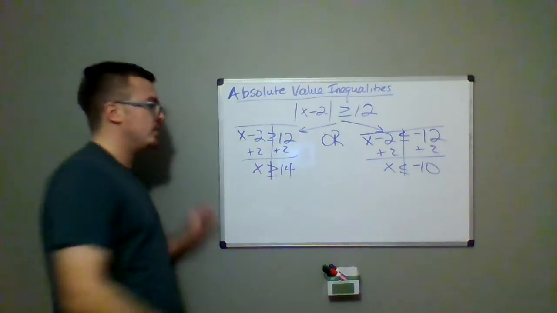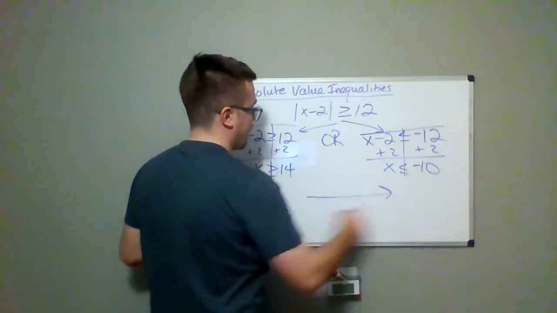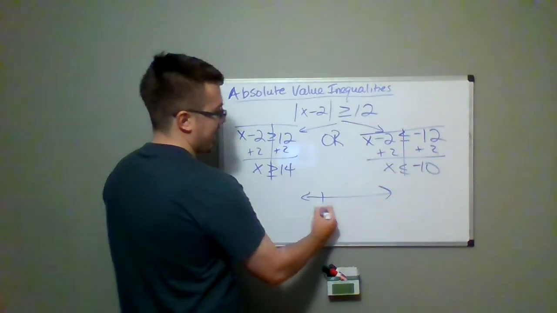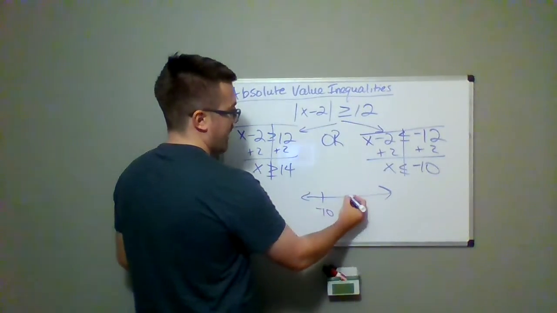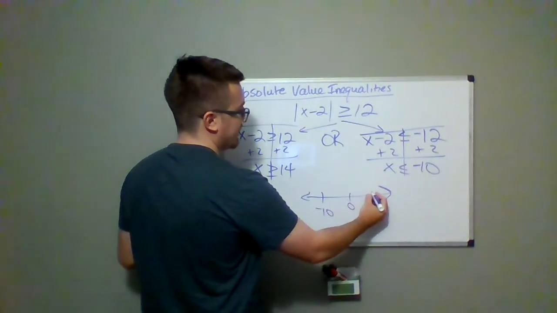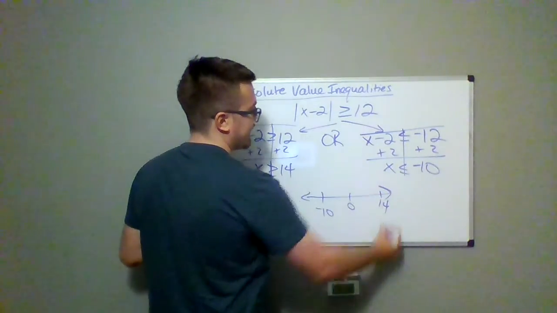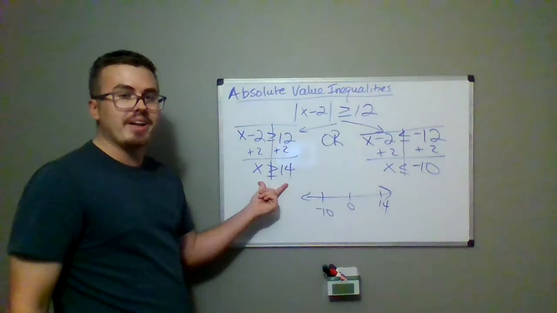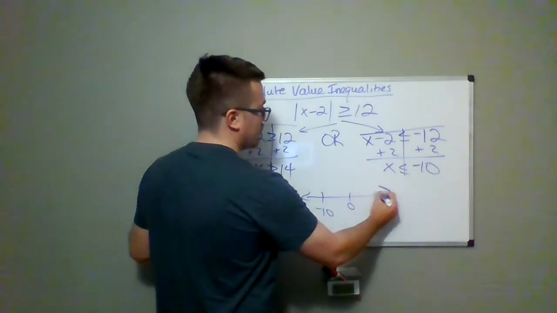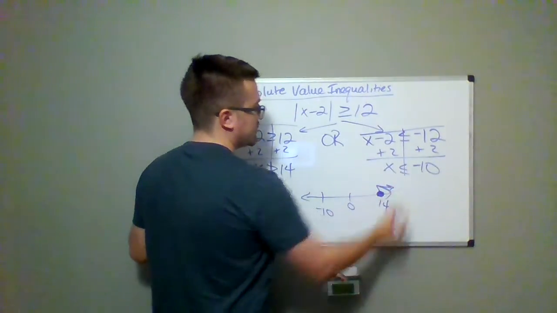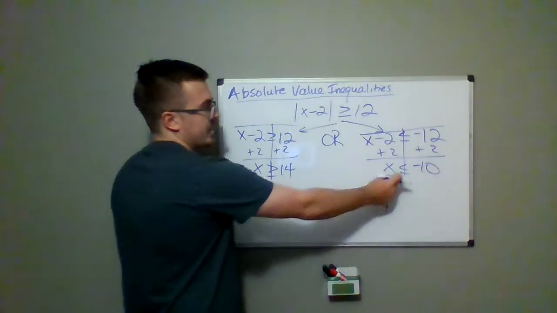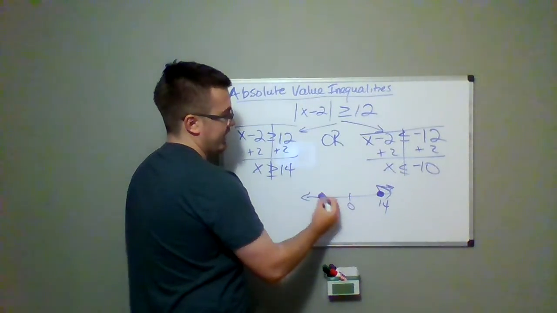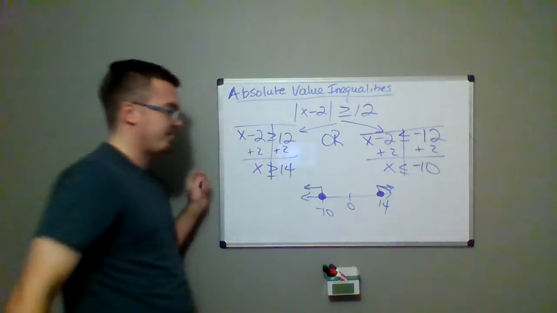Then let's look at what that looks like on a graph. I've got negative 10 over here, 0 somewhere over here, and then 14 down here. This part over here, x is greater than or equal to 14, means a closed circle on 14, shaded to the right. This is a closed circle on negative 10, shaded to the left.